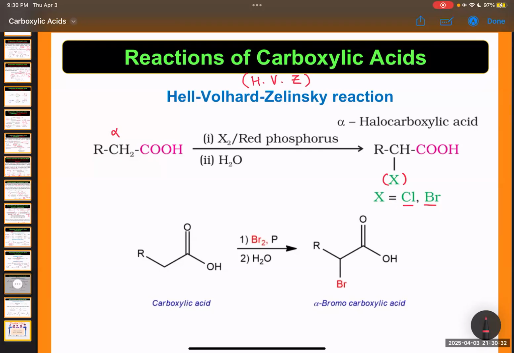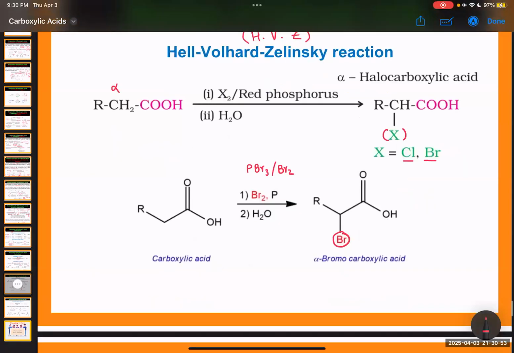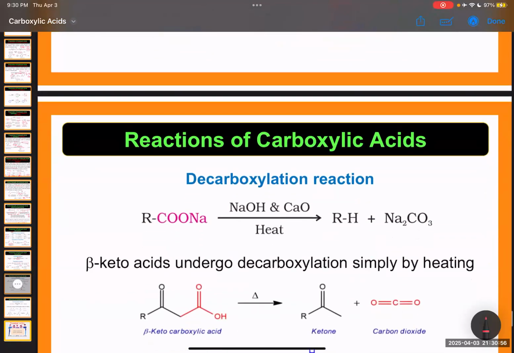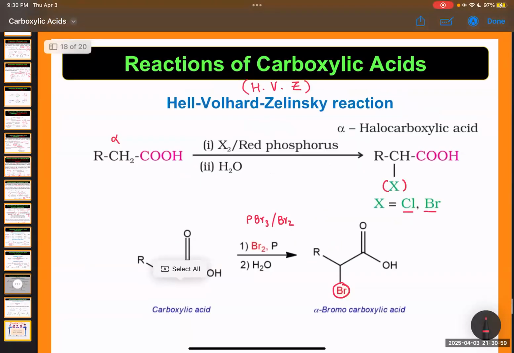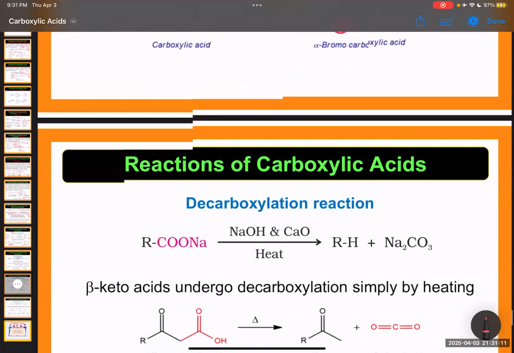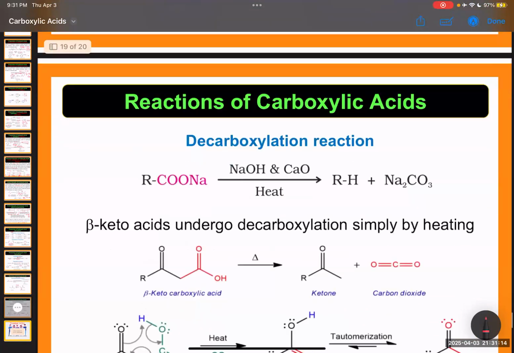So red phosphorus and Br2, you are going to get a Br, or red phosphorus and Cl2, you are going to get a Cl, or directly they may give you PBr3 and Br2. Got it? Clear? So this is how we are going to get the reaction. So that is halogenation. Suppose you want to connect anything to the alpha carbon, just get the halogen and you can substitute that halogen with a nucleophile. So you get any other functional group with this HVZ reaction.